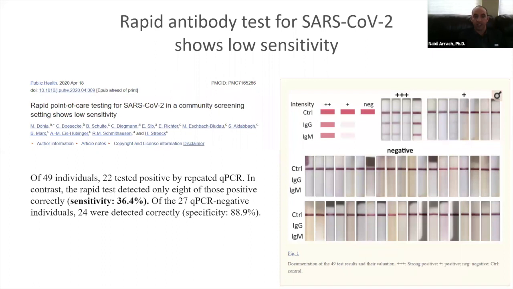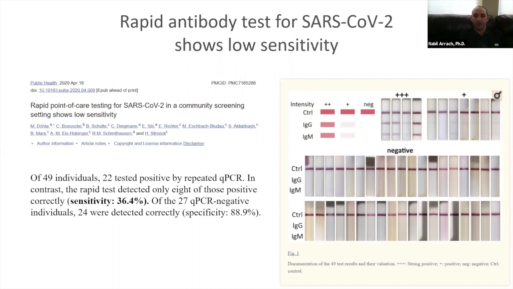They used 49 individuals, 20 were tested positive by PCR, repeated PCR. And what they found is that only 8 of them came positive. Only 8. That brings us to 36% sensitivity. So that means that many positives go undetected and will be reported as negative, but they are false negatives.